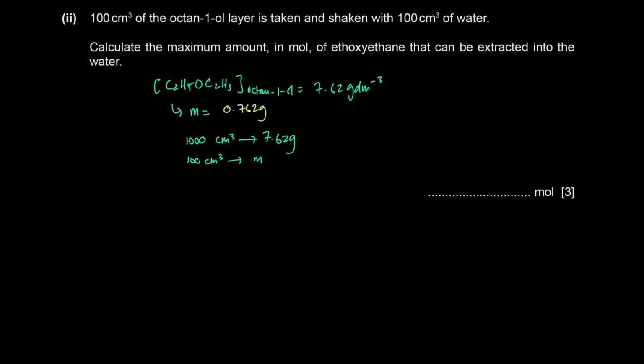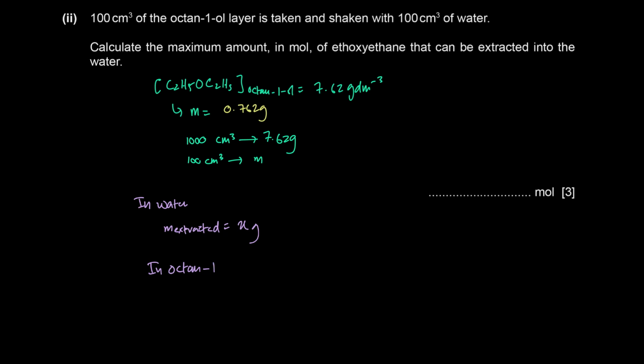That's the mass of ethoxyethane that I have in the octan-1-ol layer over here, right? Now, we want to figure out how much can be extracted into the water. So let's say that in water, the mass extracted is equal to X grams. So then in octan-1-ol, what's the mass that's left after we do the extraction? It is equal to 0.762 minus X, right?